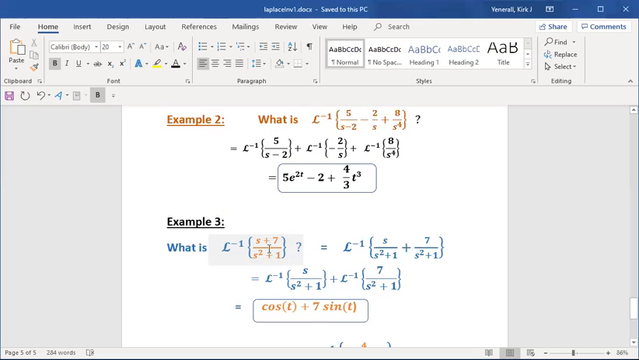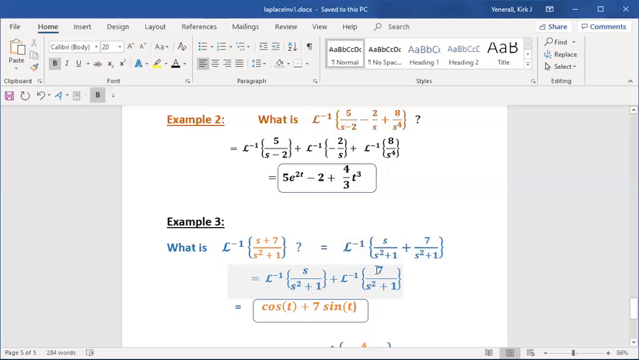This suggests that we might break up this fraction into two fractions. What if we write it as s/(s² + 1) + 7/(s² + 1)? Splitting it up into two parts algebraically, we now see that the inverse Laplace transform of that sum will be the sum of the inverse Laplace transforms. But we know what the inverse Laplace transform of s/(s² + 1) is. That's a cosine of t. And we know what the inverse transform of 1/(s² + 1) is. That's the sine of t.